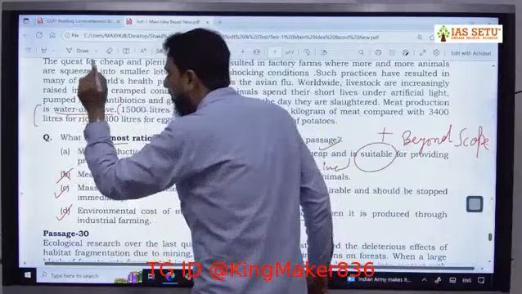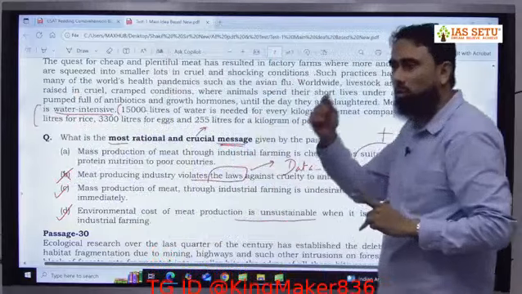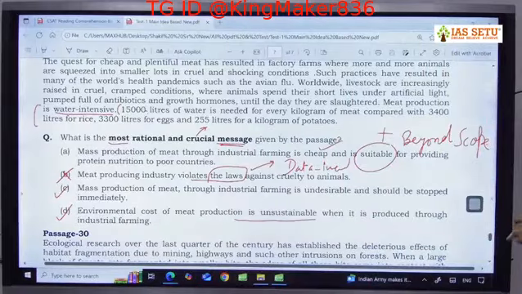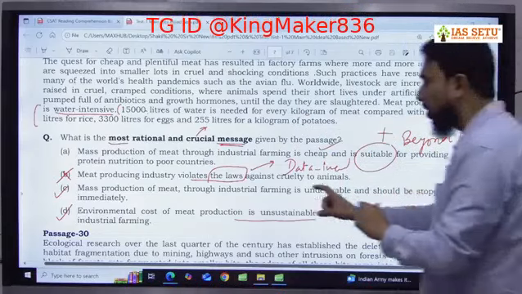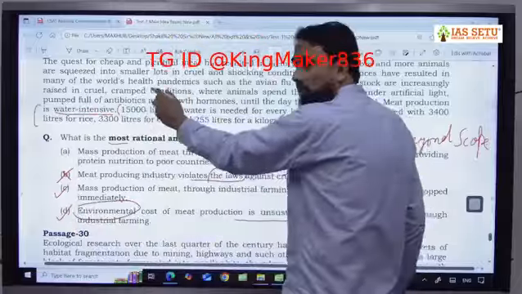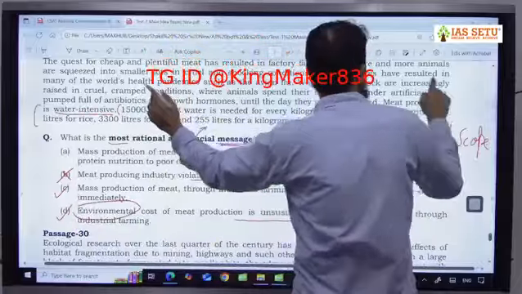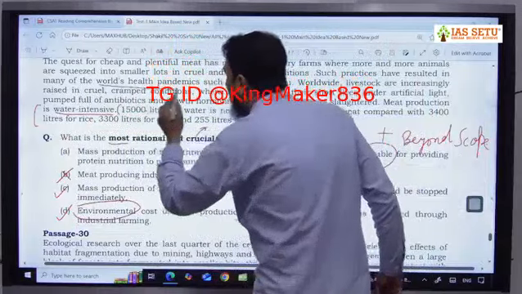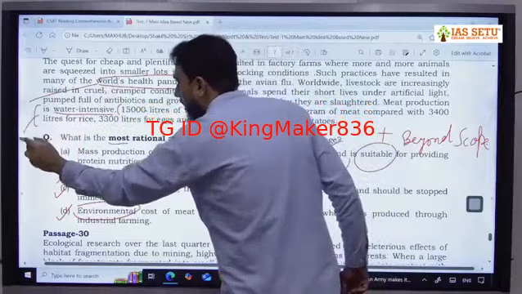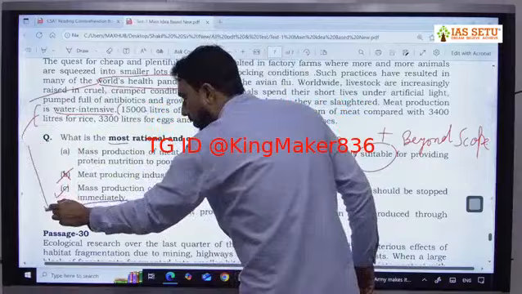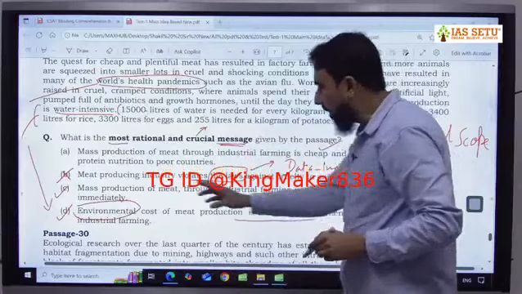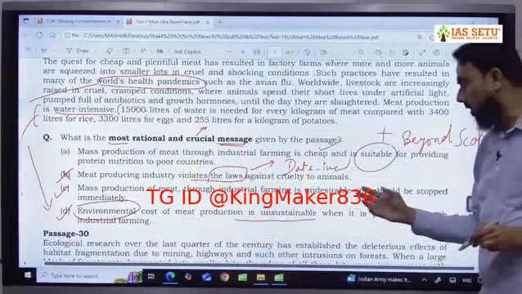Okay, there's one support. Where else? Which other part gives you the support for this unsustainable environmental problem, environmental cost? Where else is it? Health pandemic. Very good. This is also environmental, right? It has said such practices have resulted in many of the world's health pandemics. So we find that one point here and one point here, though the option is very close, but these two give that support. Now coming to C part, mass production of meat through industrial farming is undesirable.